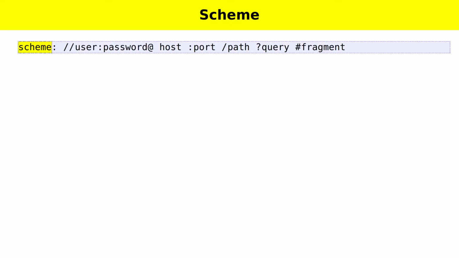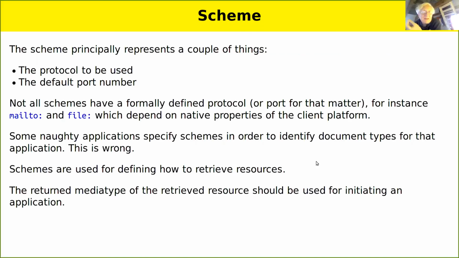So let's now look at those individual parts one by one. So let's start off with the scheme. So the scheme principally represents a couple of things: the protocol that's going to be used and the default port number. Not all schemes have a formally defined protocol, or even a port for that matter. For instance, mailto and file depend on native properties of the client platform.